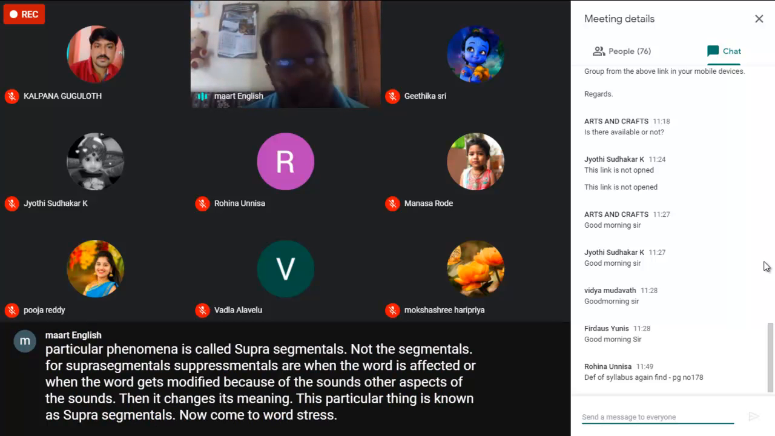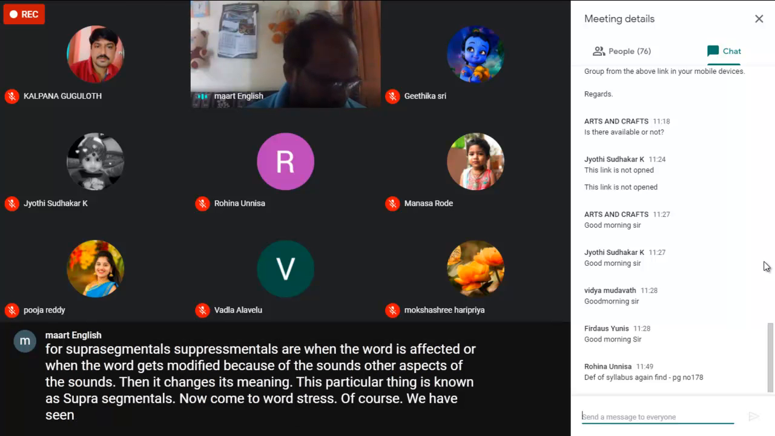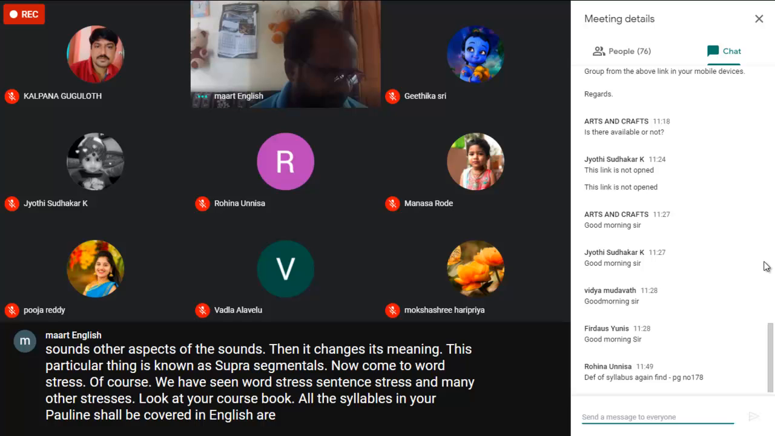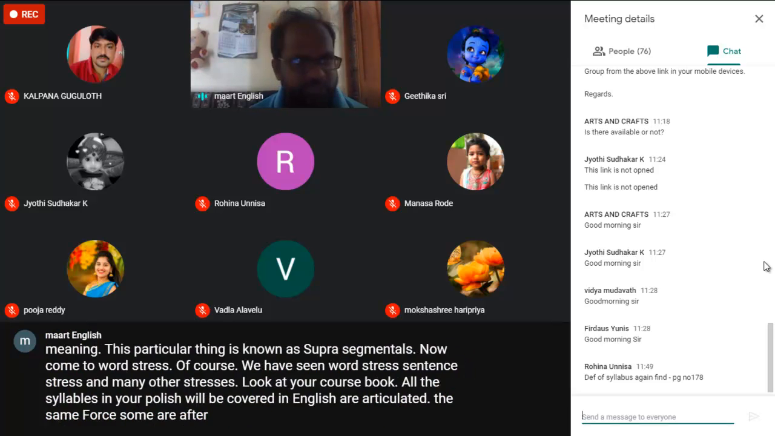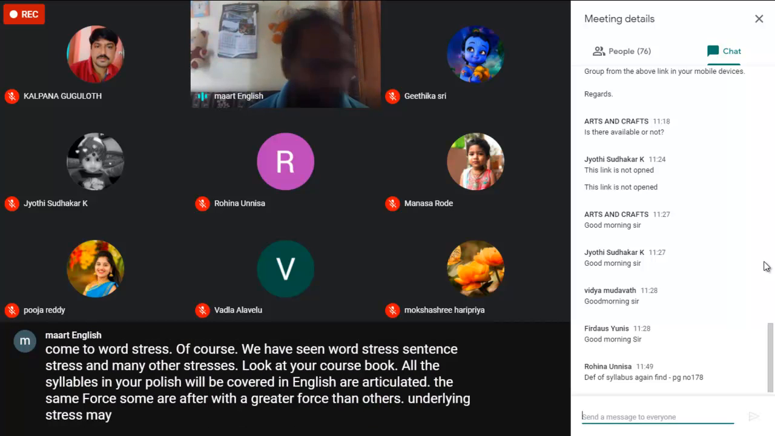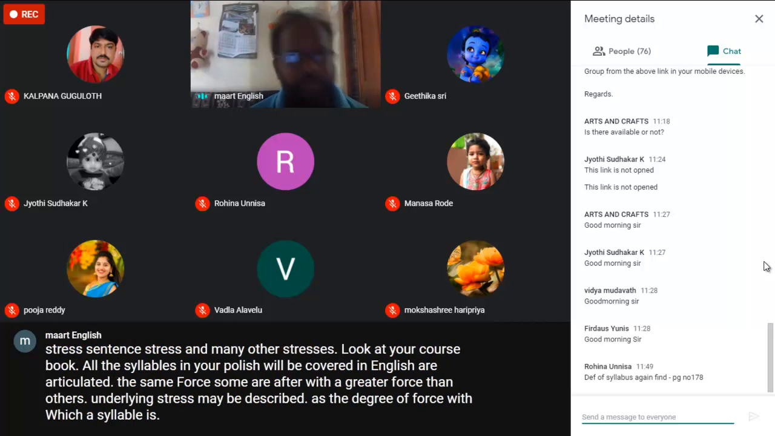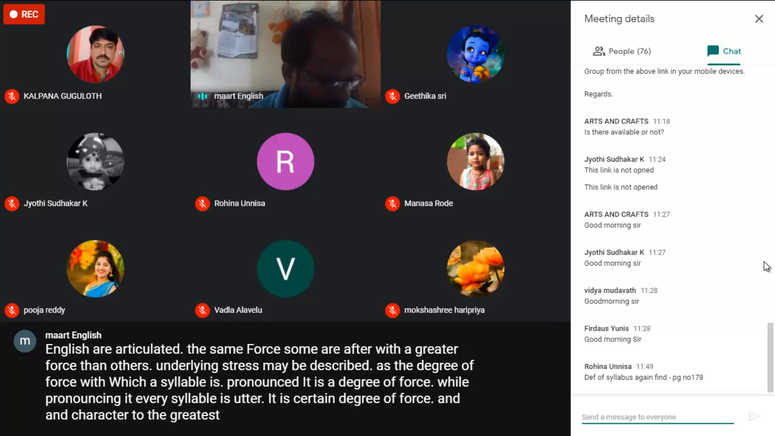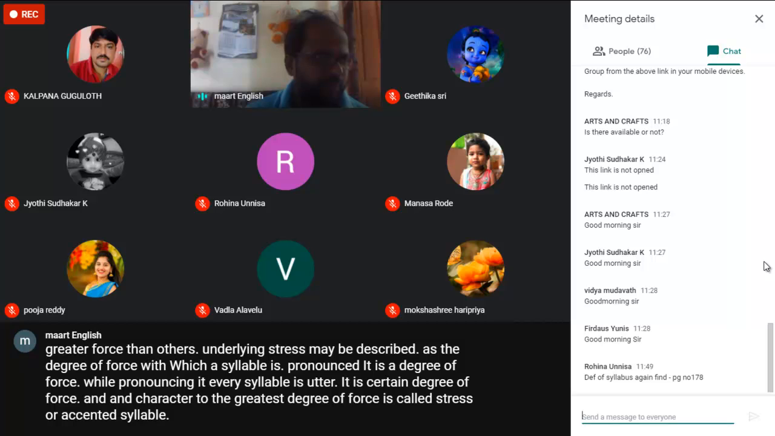Now come to word stress. Of course, we have seen word stress, sentence stress, and many other stresses. Look at your course book. All the syllables in a polysyllabic word in English are articulated with the same force. Some are uttered with a greater force than the others. Underline, stress may be described as the degree of force with which a syllable is pronounced. Every syllable is uttered with a certain degree of force, and the syllable uttered with the greatest degree of force is called stressed or accented syllable.